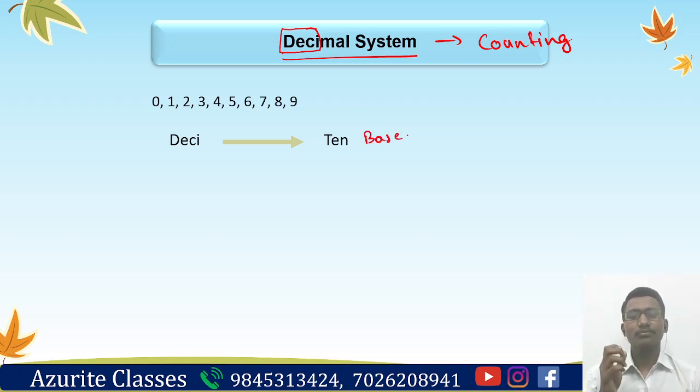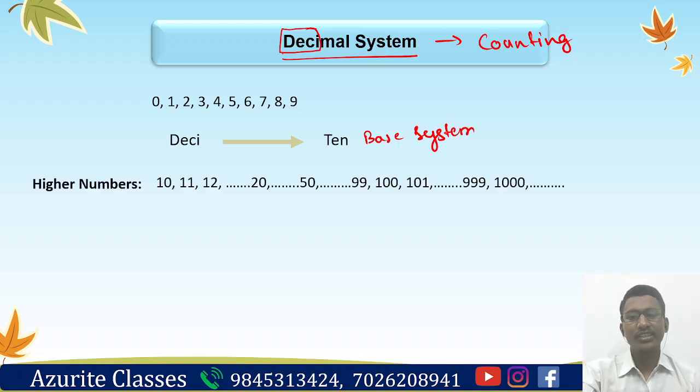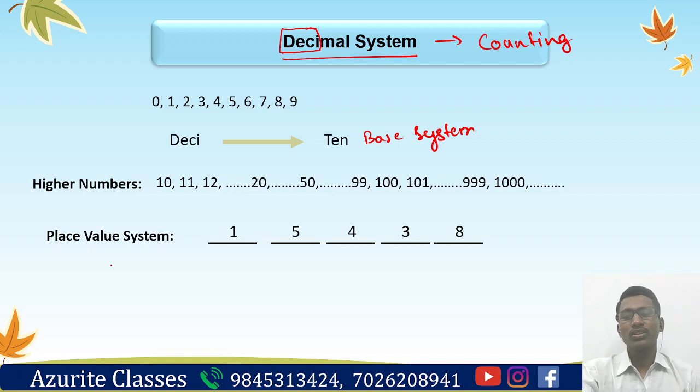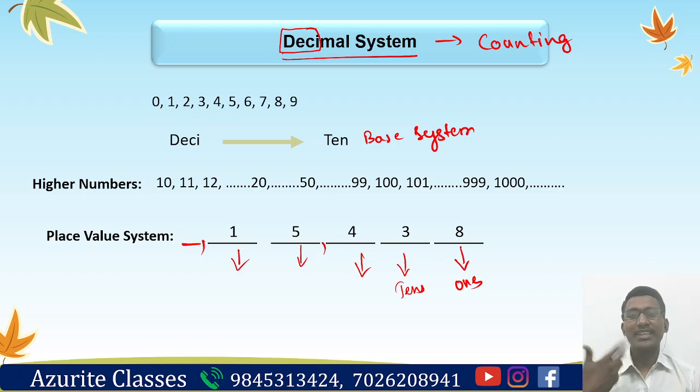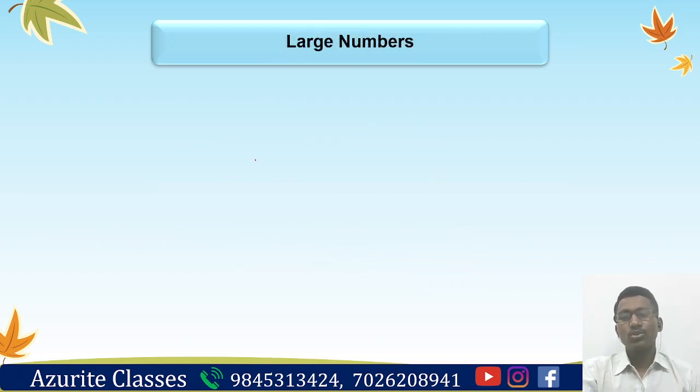Now we create the numbers using the digits, right? So we create the numbers higher and higher. And in the decimal system, we use the place value, right? So it has its own place value. This is ones, this is tens, this is hundreds, this is thousands, this is 10,000s, like this. As you start a new place, it gets a place value. Understood? So after that we form larger and larger numbers.